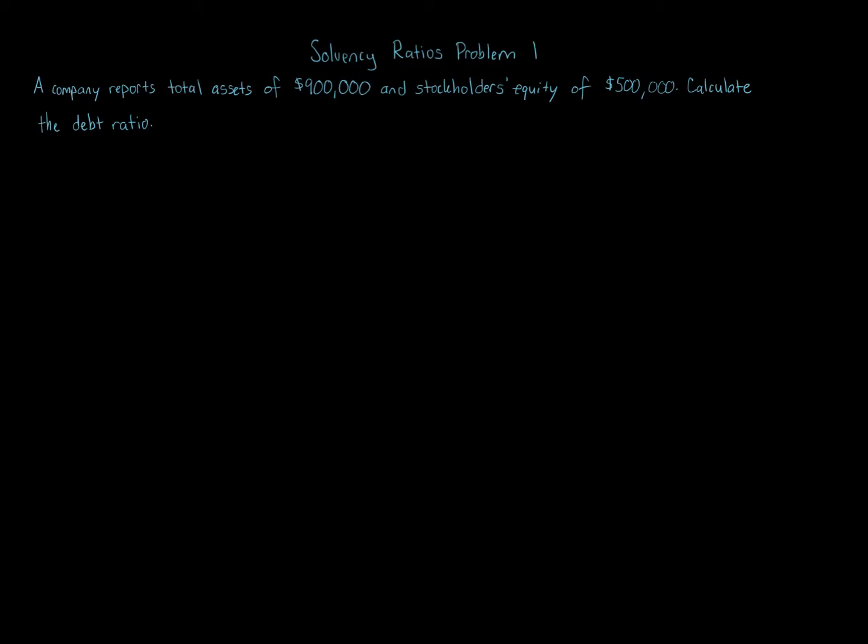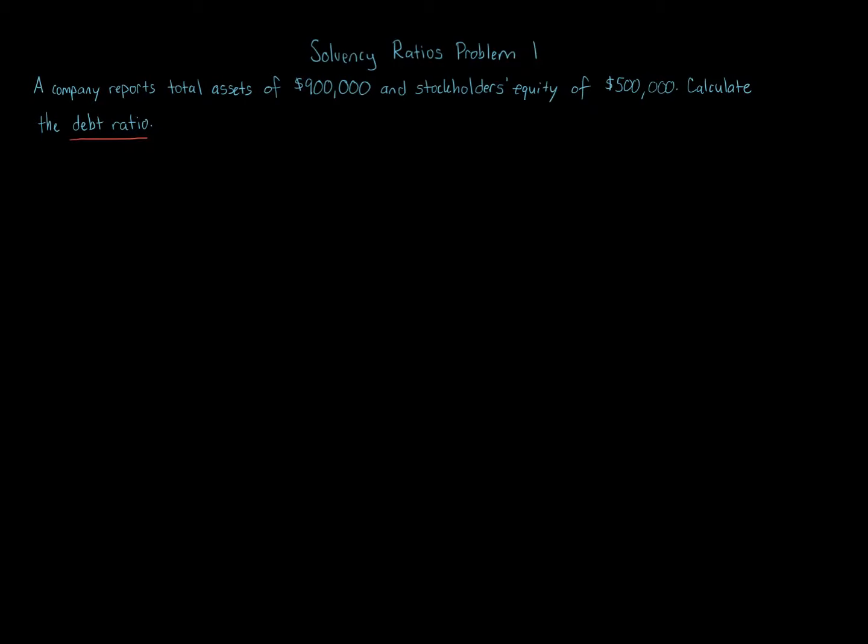Solvency ratios, problem one. A company reports total assets of $900,000 and stockholders' equity of $500,000. Calculate the debt ratio. We're focusing on the debt ratio. The debt ratio is pretty straightforward, but I want to focus on the idea that it's part of the solvency analysis. The solvency analysis evaluates a company's ability to pay its long-term debts. That is the main focus.